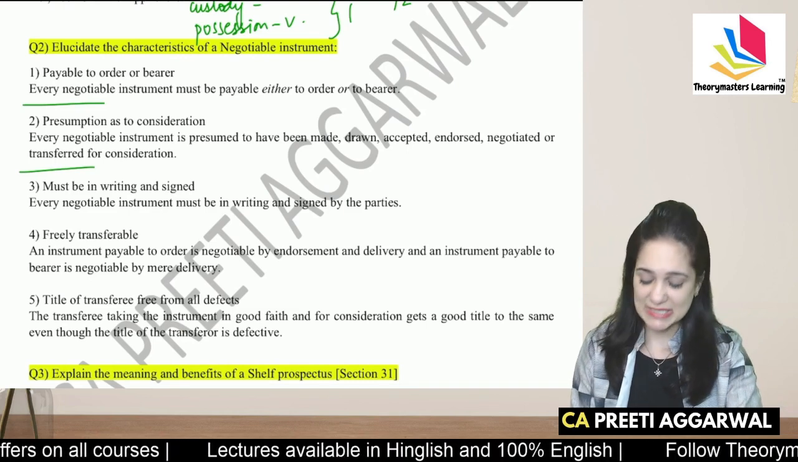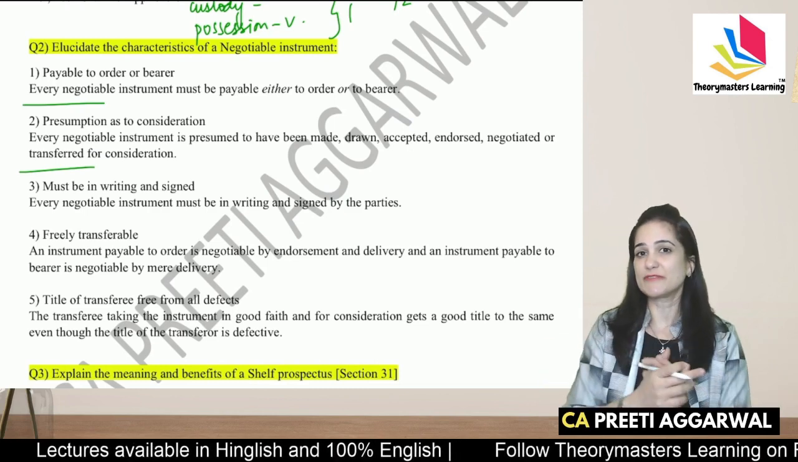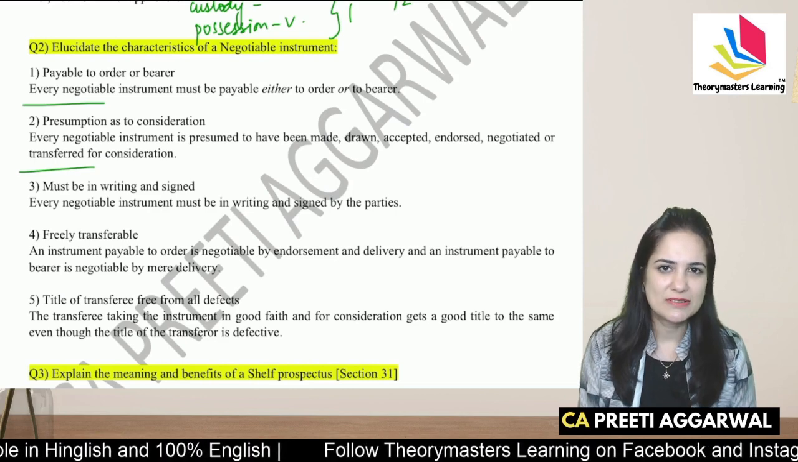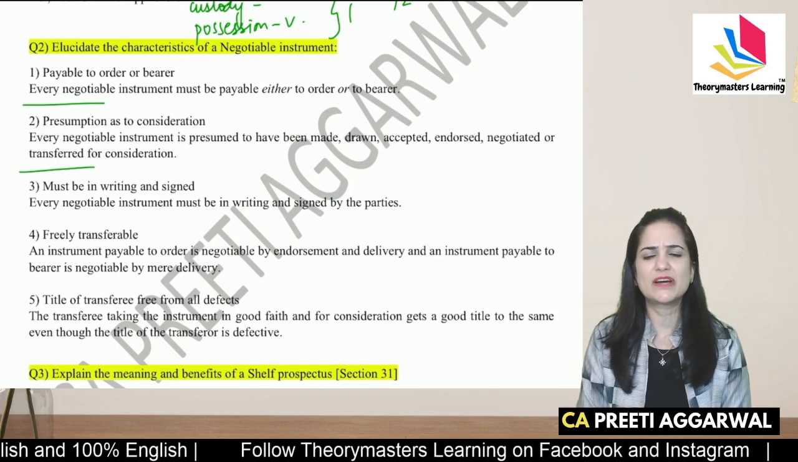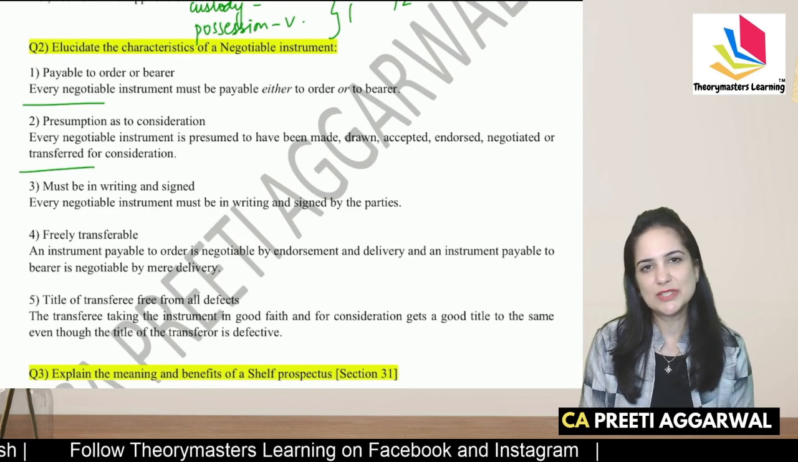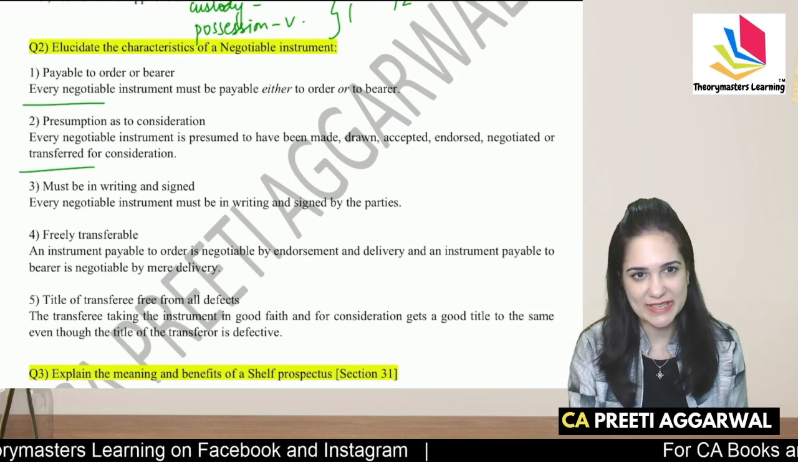So characteristics are, it is payable to order or bearer, these are the words of negotiability. There is presumption as to consideration. We don't give anything for free. We are not giving you a gift like this. In negotiable instruments, we assume that a person has to pay some money because there is a financial transaction.